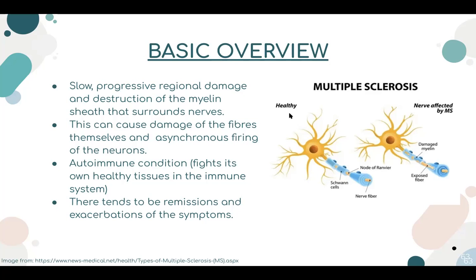So this can cause the damage of the fibers themselves, and there will be asynchronous firing of the neurons. And this is an autoimmune condition, which means the body would basically attack healthy tissues as though they were foreign to the body. And there tend to be remissions and exacerbations of the symptoms.